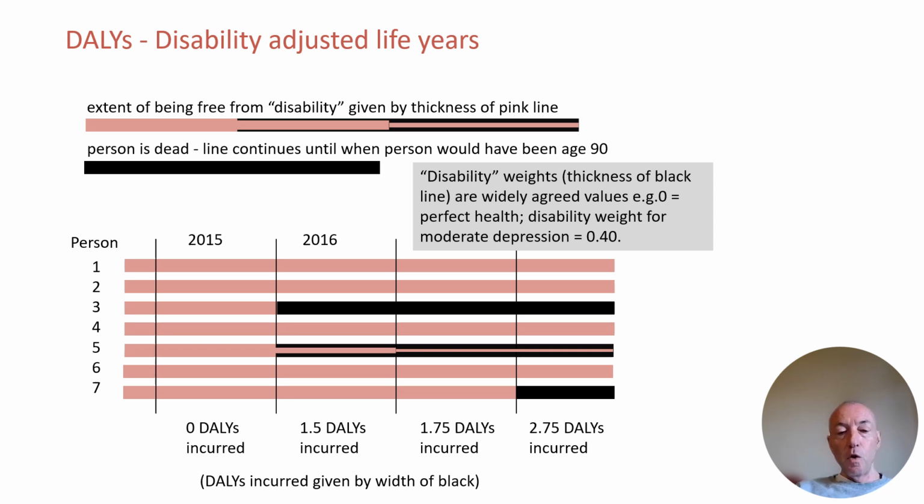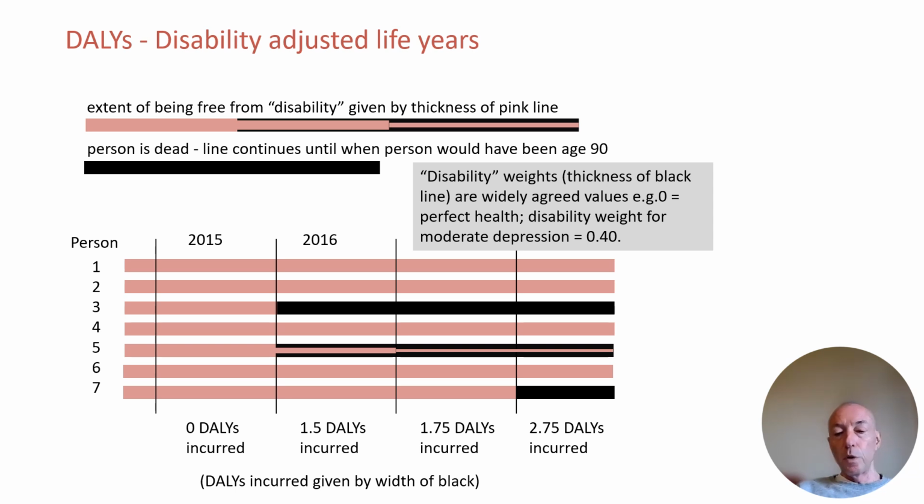And person 4 was living with a disability weight of 0.5, and so they incurred 0.5 DALYs during that year. So there's a total of 1.5 DALYs. And you can see in the grey box there something about these disability weights. So again, like with the utilities for qualities, these are widely agreed values. And again, 0 here would be perfect health.